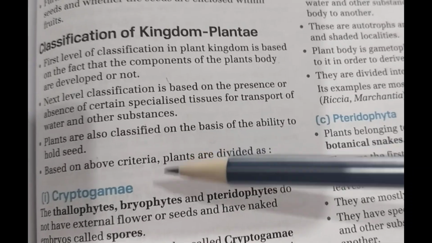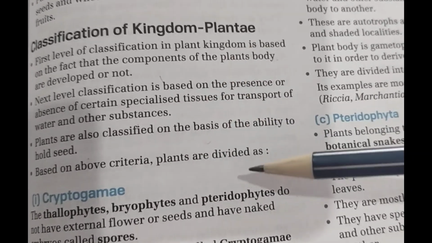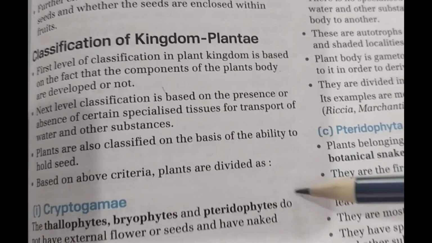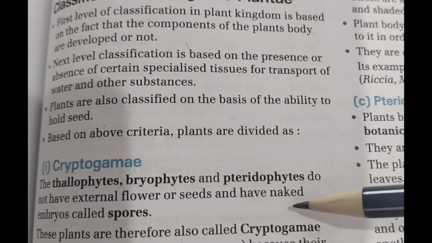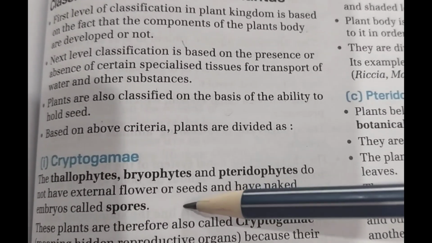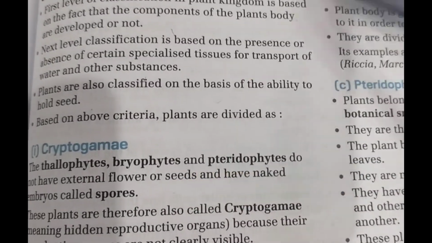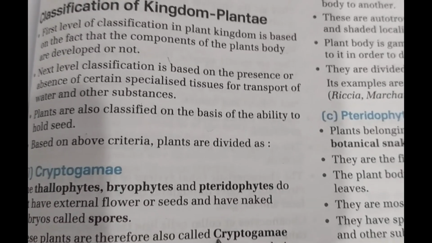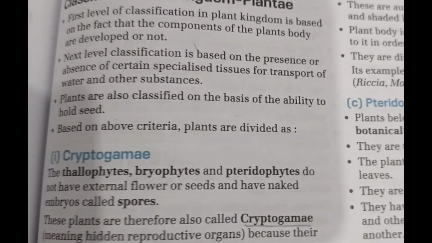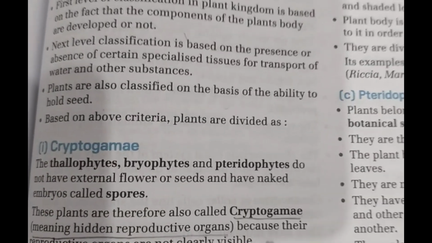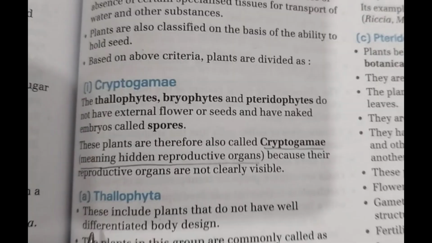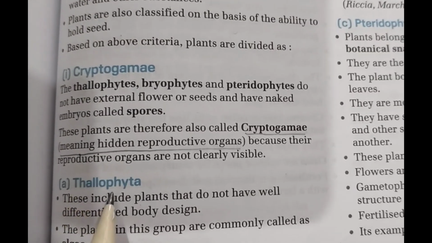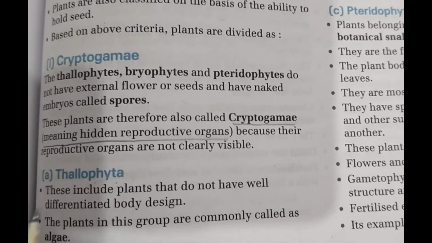Cryptogams. The thallophytes, bryophytes and pteridophytes do not have external flowers or seeds and have naked embryos called spores. These plants are therefore also called cryptogams, meaning hidden reproductive organs, because their reproductive organs are not clearly visible. First इसमें क्या बात Thallophyta का बात कर रहे हैं.